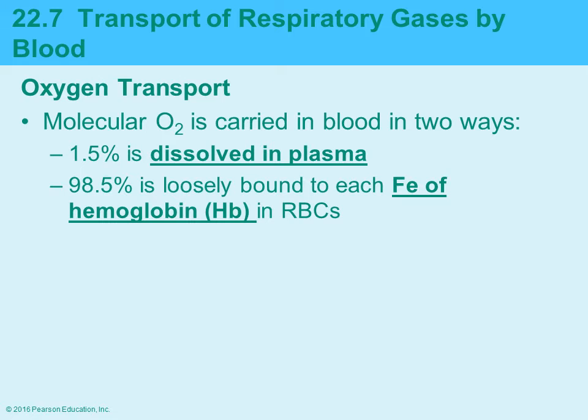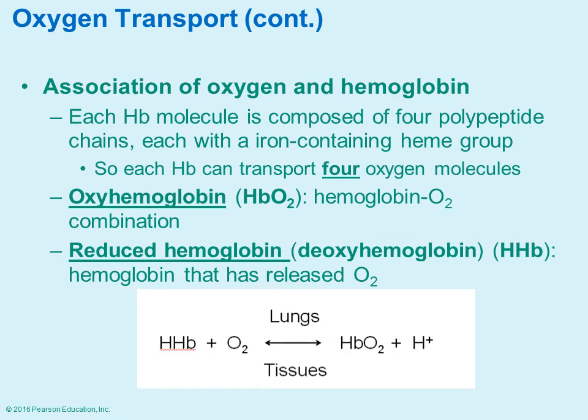Starting first with oxygen transport, some of the oxygen is going to be dissolved in the plasma. Most of it will be bound to the hemoglobin, that is part of the red blood cell. Each hemoglobin molecule can transport up to 4 oxygen molecules. So when you see the term oxyhemoglobin, that just means that you do have oxygen bound to that hemoglobin. Deoxyhemoglobin means that the hemoglobin has now released that oxygen and it is not bound.